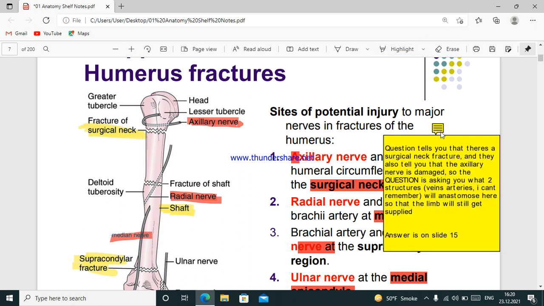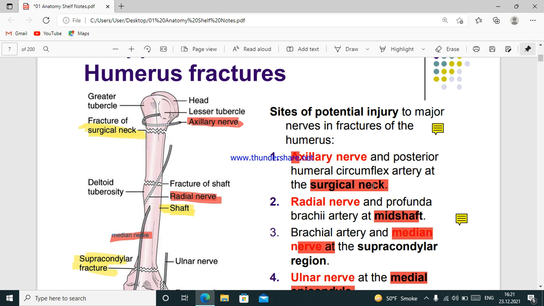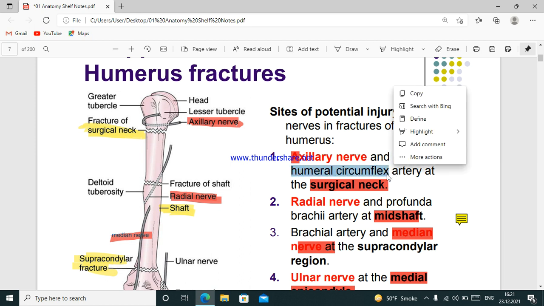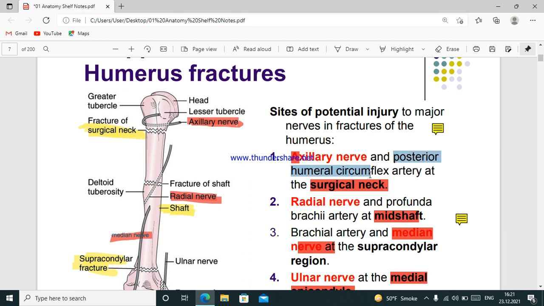So we have a question here. The question tells you that there is a surgical neck fracture. Of course we will go for the axillary nerve. But if there is a surgical neck fracture and they also tell you that the axillary nerve is damaged, the question may ask which structure, where arteries anastomose, so that the limb will still get supply. So if they tell us about the axillary nerve also, we will go for the posterior humeral circumflex artery. It may be disrupted, these two things here.